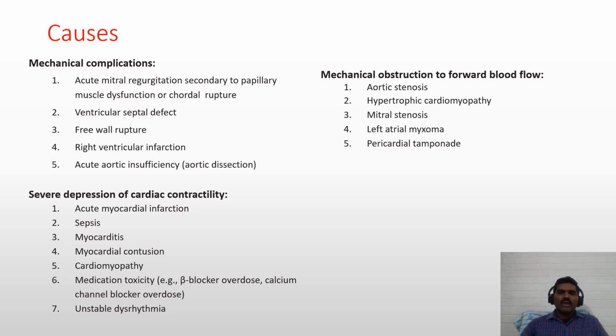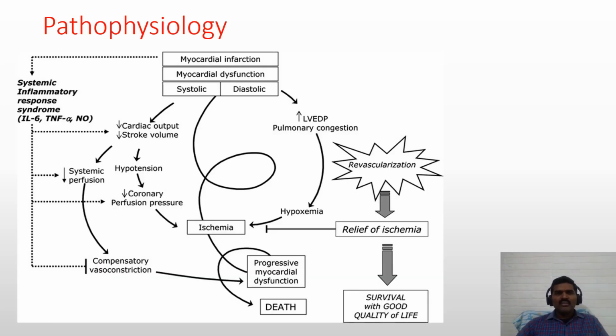Next thing you need to look at is how cardiogenic shock develops. Once there is an insult to the myocardium, either in the form of myocardial infarction or one of the other forms of myocardial dysfunction which we have discussed earlier, the dysfunction can be either systolic or diastolic dysfunction. In case of systolic dysfunction, cardiac output and stroke volume are reduced, which lead to hypotension and reduced systemic perfusion. Hypotension leads to decreased coronary perfusion pressure, and decreased systemic perfusion leads to compensatory vasoconstriction.